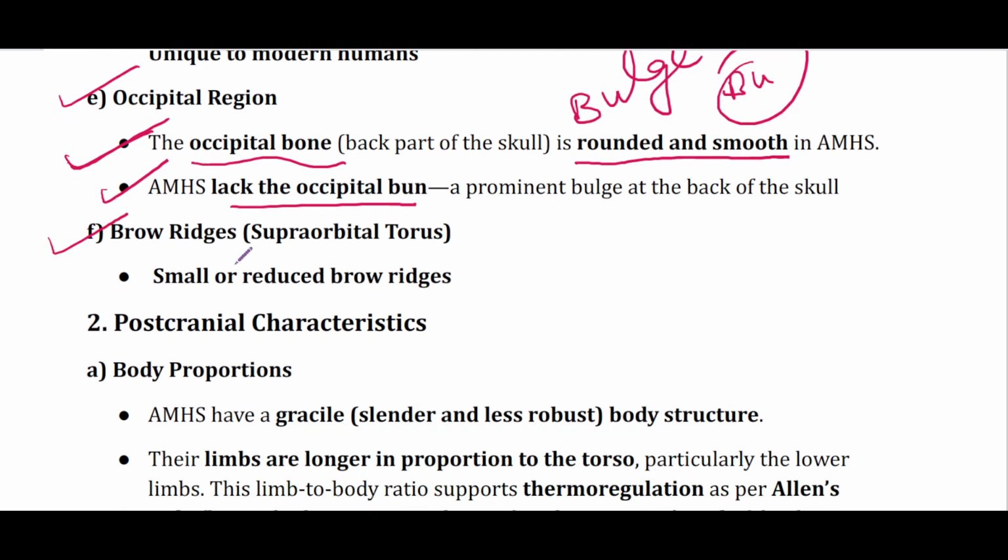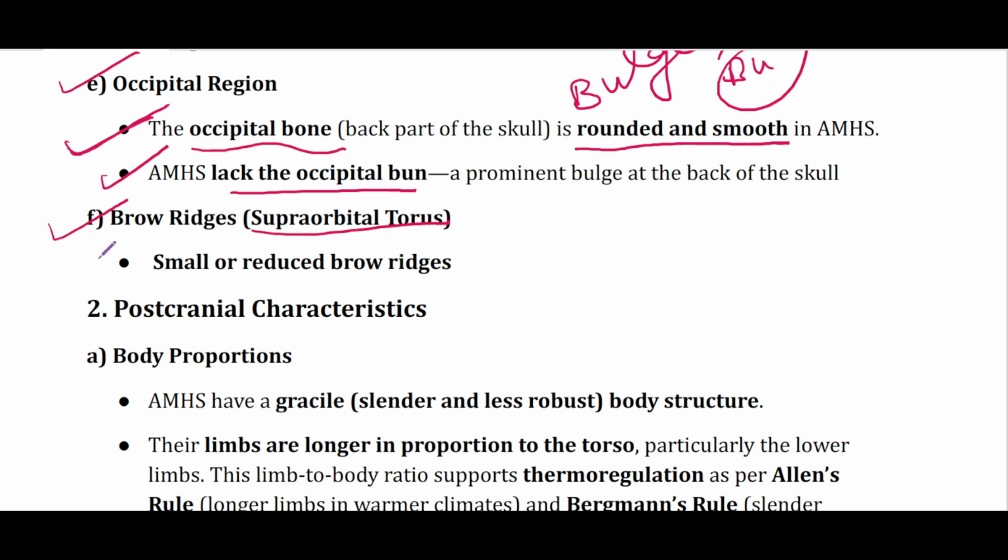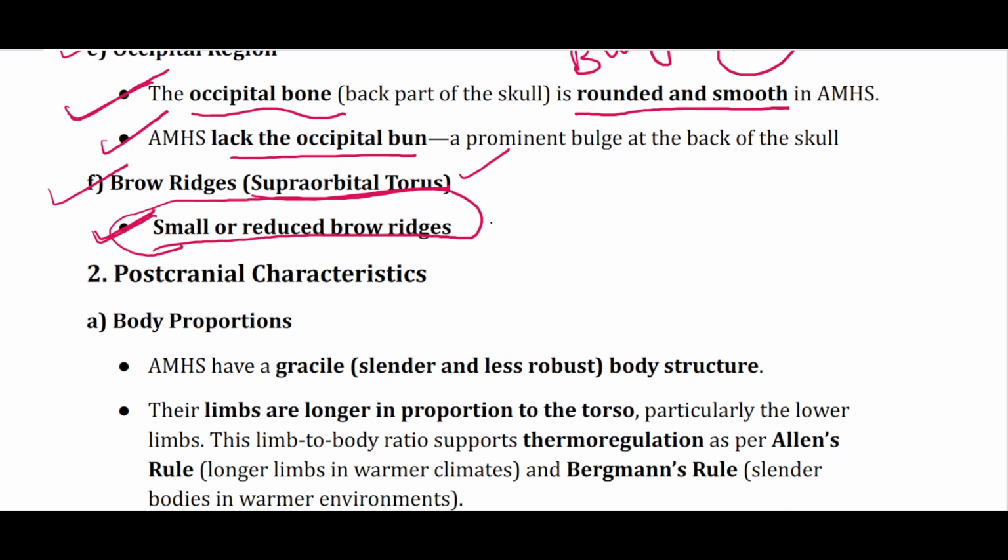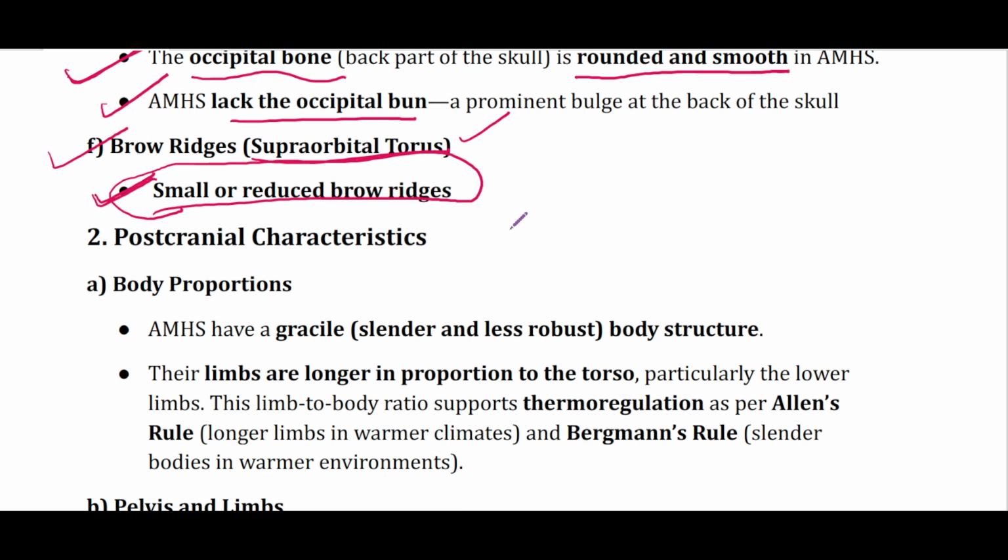Now the brow ridges, again supraorbital torus, so we have small or reduced brow ridges. Whereas जो बाकी ऑस्ट्रेलोपिथेसिस से यहाँ पे आके होमो सेपियंस सबके अंदर देखा होगा कि they had this supraorbital torus, brow ridges. किसी के अंदर prominent थी, किसी के अंदर reduced थी, but all of them they had the visible brow ridges. और हमारे species में Homo sapiens, उसके अंदर these brow ridges, they are quite small.